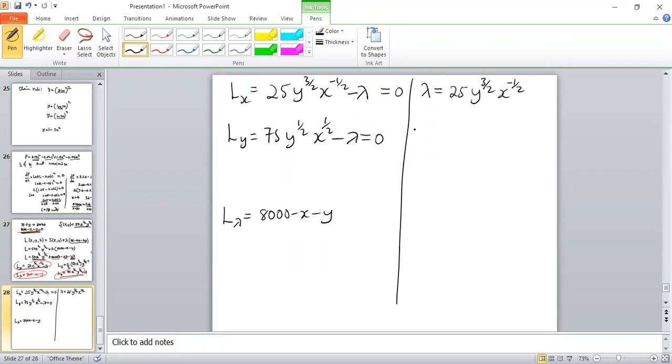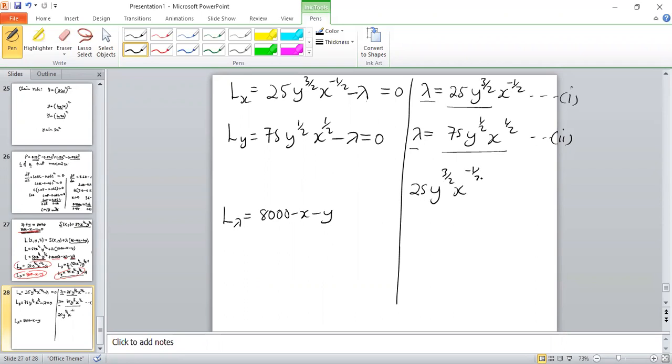Then the other one is lambda equals 75 y to the power half x to the power half. Then we have lambda for equation 1 and lambda for equation 2. Then we are going to equate the two. Since this is lambda and this is lambda, we equate this to that. So we have 25 y to the power 3 over 2 x to the power negative half equals 75 y to the power half x to the power half.